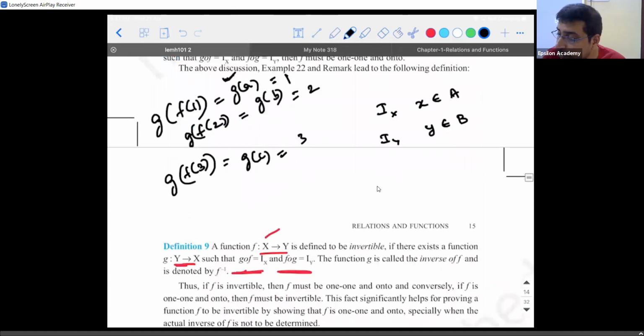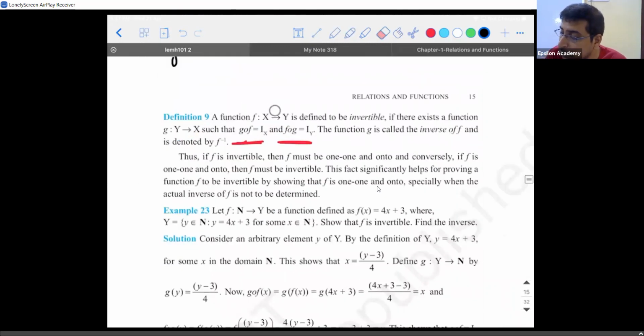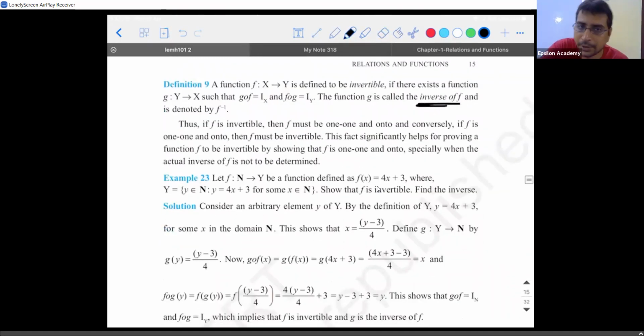So having all these points in mind, let's look at the definition of an inverse of a function. Have this in your mind, okay? If f is a function mapped from X to Y, it is defined to be invertible if there exists another function g mapped from Y to X, meaning the domain and the codomain are swapped, such that g circle f should be I of X and f circle g should be I of Y. Then the function g will be called the inverse of f and is represented as f inverse.